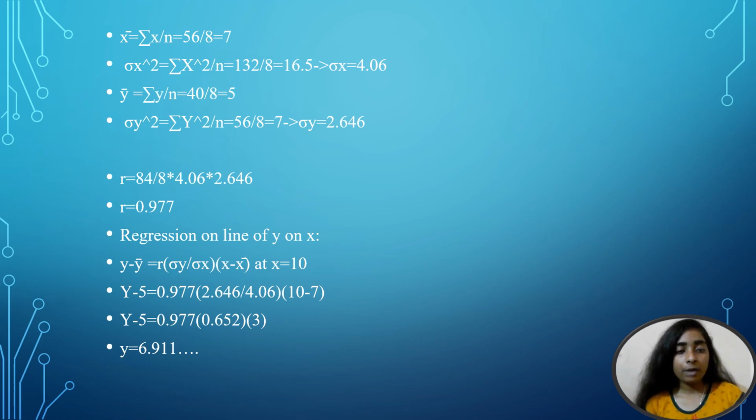And the question is only to find the regression line of y on x, and the formula is y minus y bar is equal to r into sigma y by sigma x into x minus x bar, at x is equal to 10. Therefore, y minus 5 is equal to 0.977, which is the correlation coefficient, into sigma y is 2.646 by sigma x is 4.06 into x is 10 minus x bar is 7. Y minus 5 is equal to 0.977 into 0.652 into 3. At last we get y is equal to 6.91.